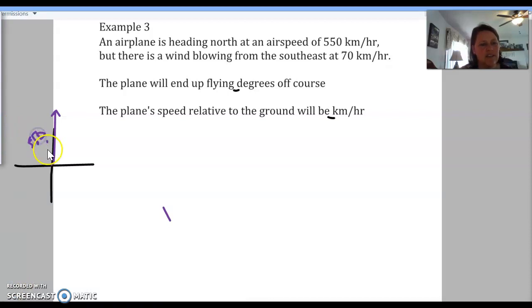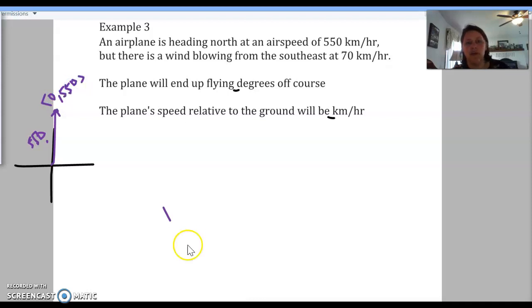Okay, 550 kilometers per hour. So that'll be the magnitude of that vector, and its direction is due north at 90 degrees. So that's going to give us a component vector of 0, 550.